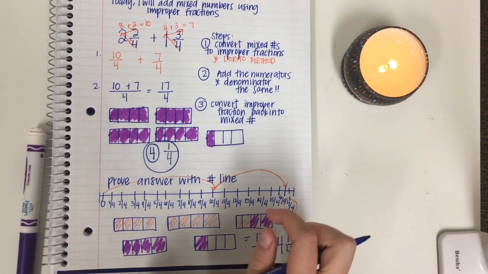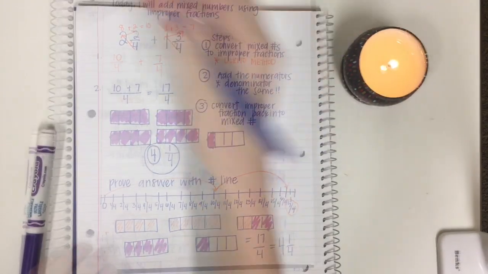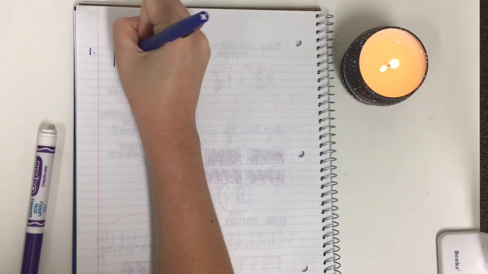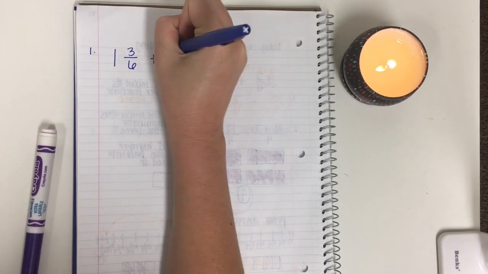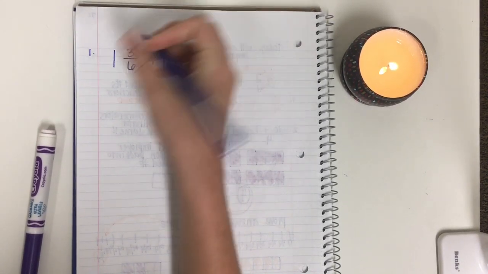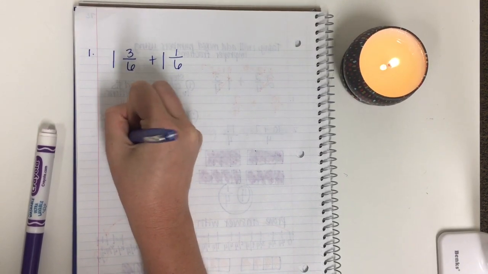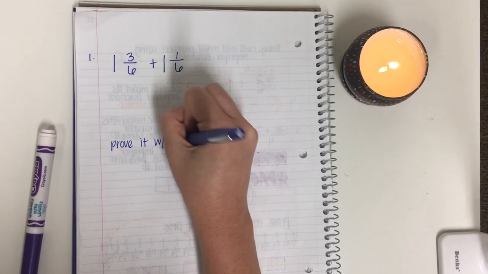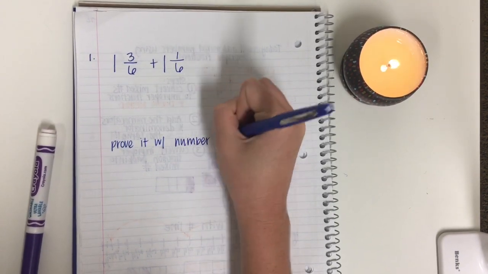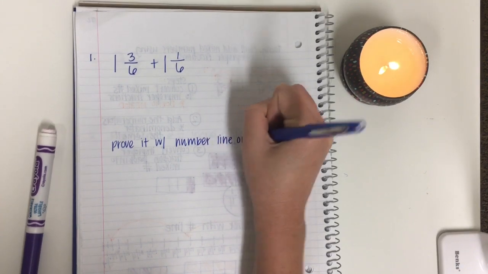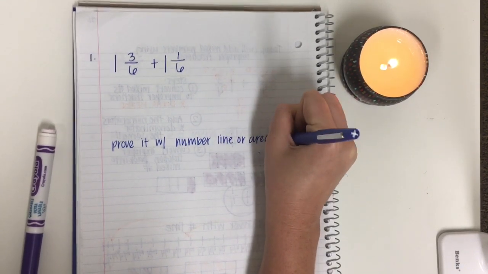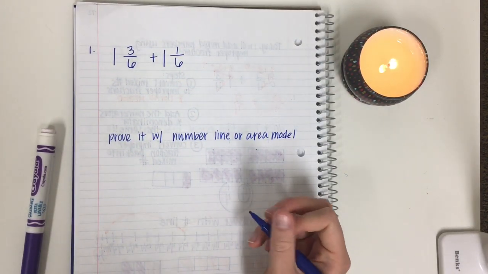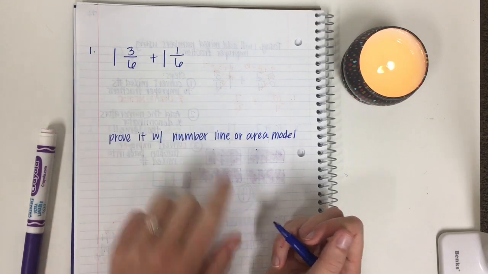Okay? So I'm going to give you one to work on tonight for homework. Okay, let's just do one tonight, because these might take a little bit of practice. So let's do 1 and 3/6 plus 1 and 1/6, and let's prove it with either a number line or area model. You can decide which one you want to do. Both examples are in this video or on your page behind you. Make sure you convert these using the Dorito method and then add across, okay?